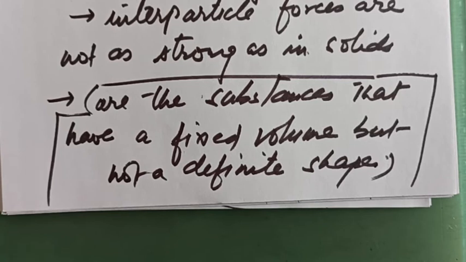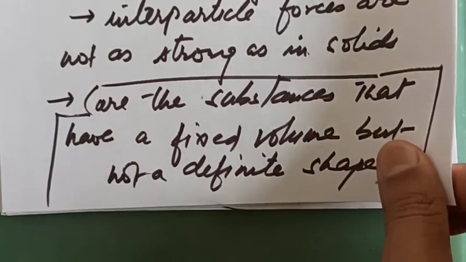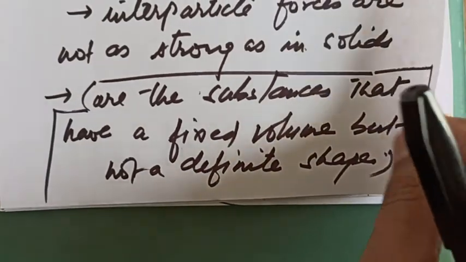So why is its shape not fixed? Because the interparticle forces of attraction are not so strong, and it has the interparticle spaces. Okay, clear? We will discuss this in detail also. Just for today, I am giving you the brief explanation. And now what about the gases?